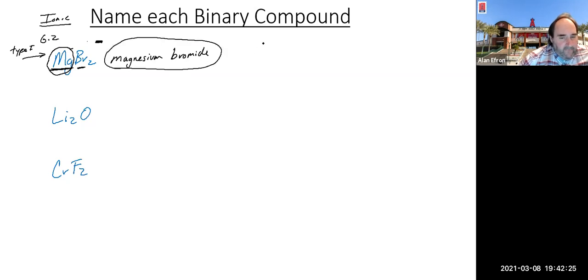The cation formula would be magnesium with a +2. The anion formula would be Br minus. And again, that's why there are 2 of these to balance out the charge. Any questions on that one?